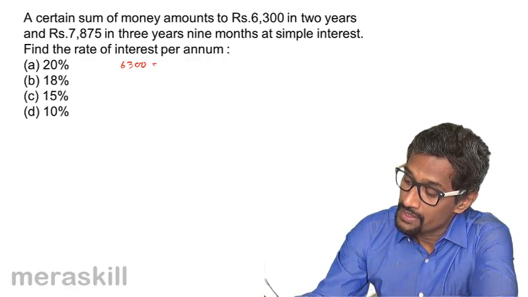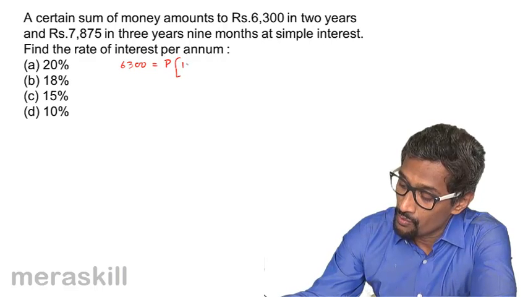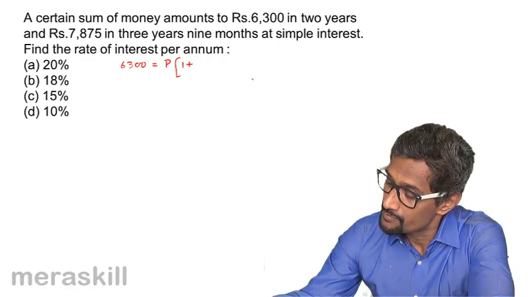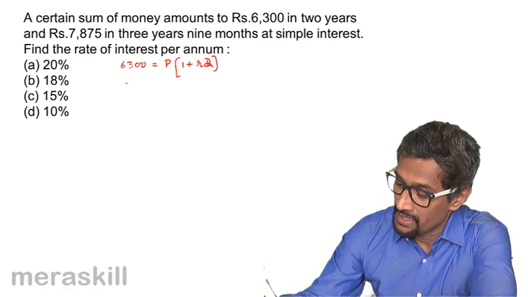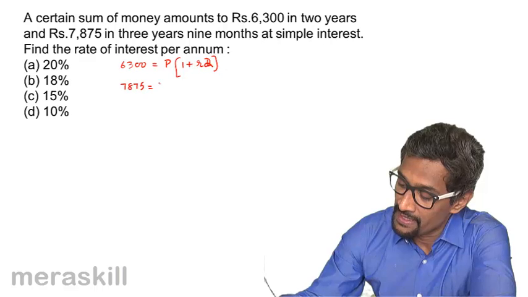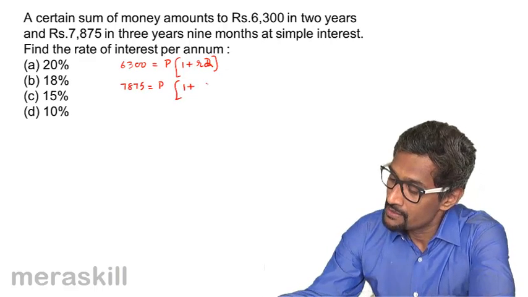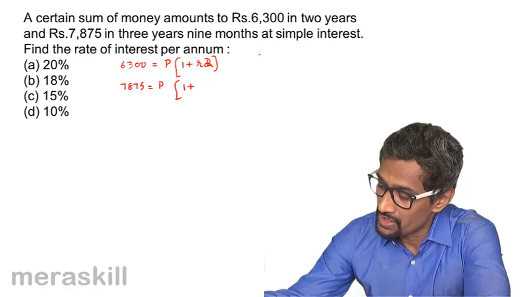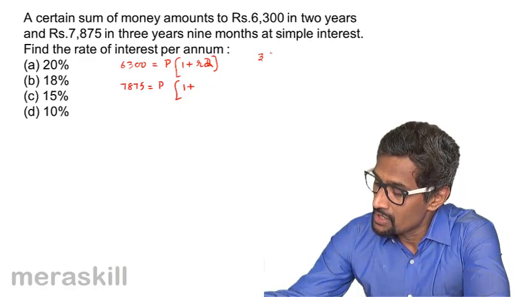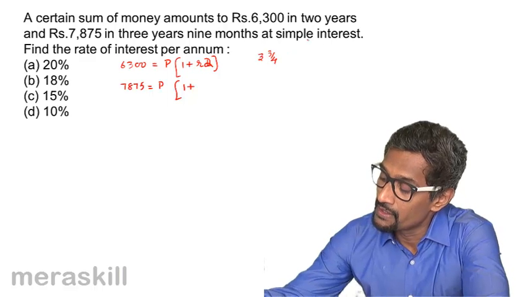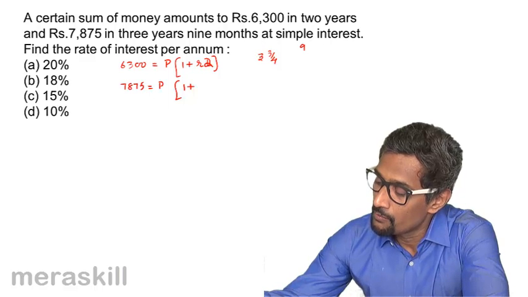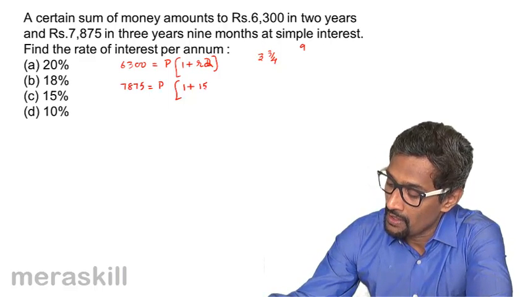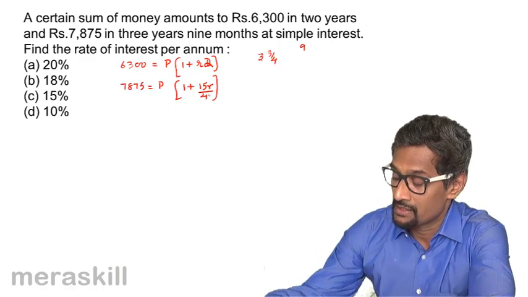So 6,300 is equal to P into 1 plus R into 2 years. So it's going to be 2R. And the other one is 7,875 is P into 1 plus 3 years and 9 months. So 3 years and 9 months would mean 3 and 3 by 4th of a year. So 9 months is actually 9 by 12th of a year, which is 3 by 4. This turns out to be 4 into 3 is 12 plus 3, 15 by 4 R. 15R by 4 is the rate.